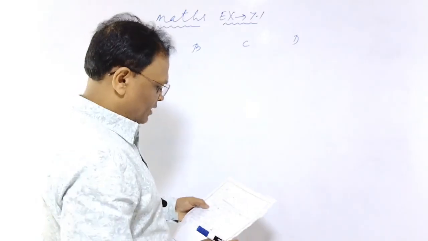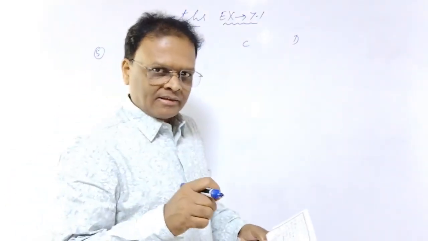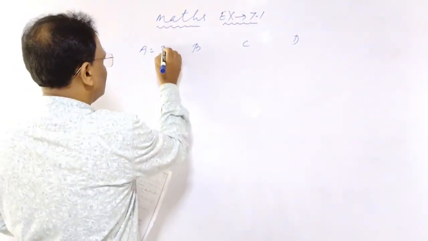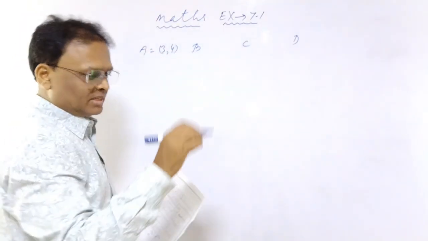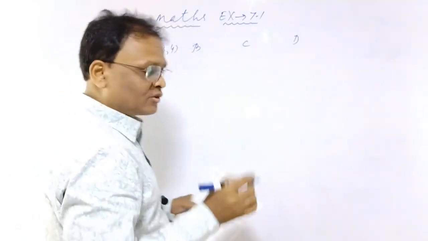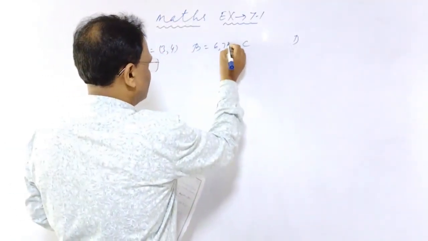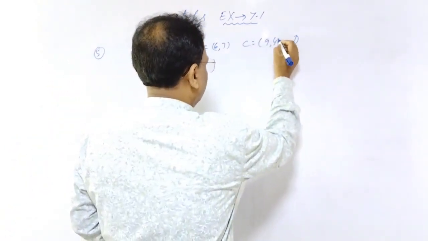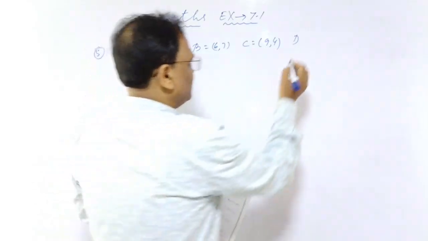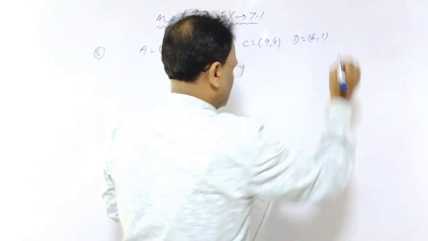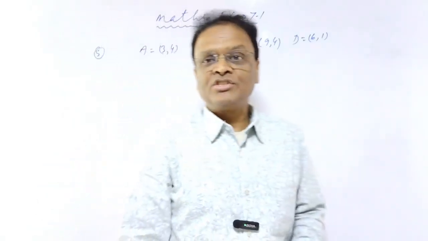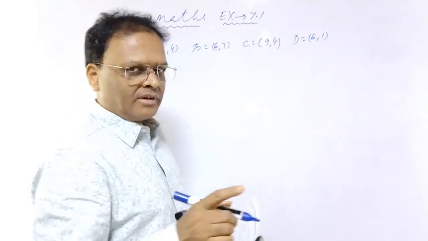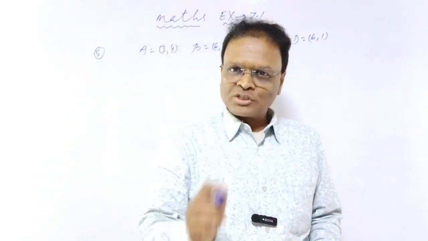So A, B, C, D. Actually, if you notice the figure, the coordinates of A, what are you going to get? 3, 4. The coordinates of B, 6, 7. And the coordinates of C, 9, 4. And the coordinates of D is 6 and 1. Based on these coordinates, we can determine whether A, B, C, D is a square or not. If anything is a square, that means all the 4 sides must be equal.